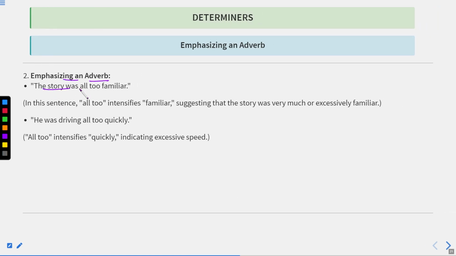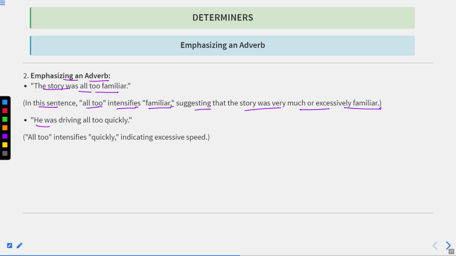Emphasizing an adverb: the story was all too familiar. It means it was familiar, that we had heard it before. In this sentence, "all too" intensifies "familiar," suggesting that the story was very much or excessively familiar.